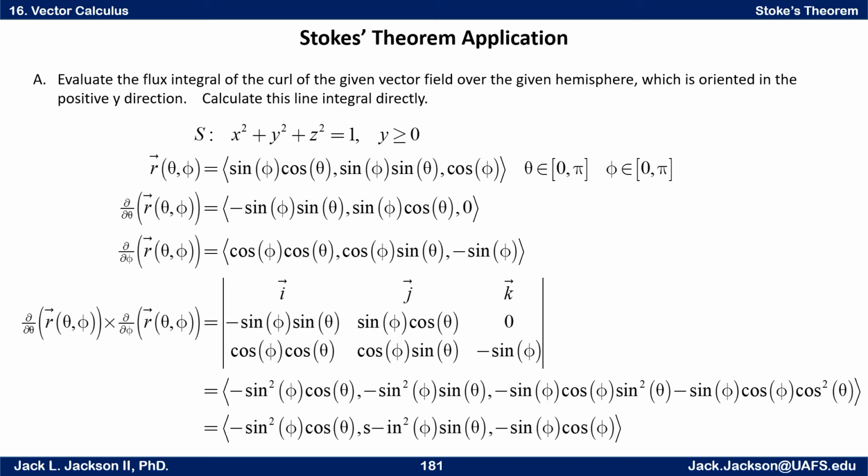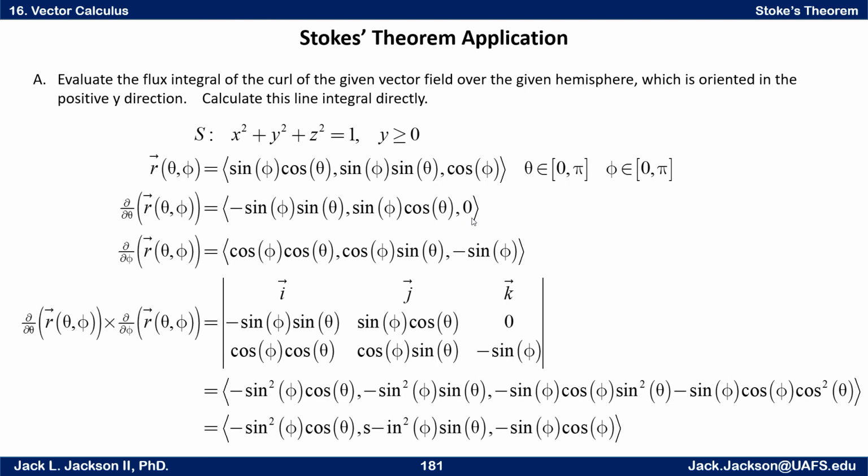Now we need this cross product in setting up the double integral, to turn this into a double integral with parameterization. So we need the partial derivative of this function with respect to theta and with respect to phi. With respect to theta, the derivative of cosine theta is minus sine theta. The sine of phi is treated as a constant. The derivative of sine theta is cosine theta. Cosine of phi is treated as a constant with respect to theta, so that derivative is 0.